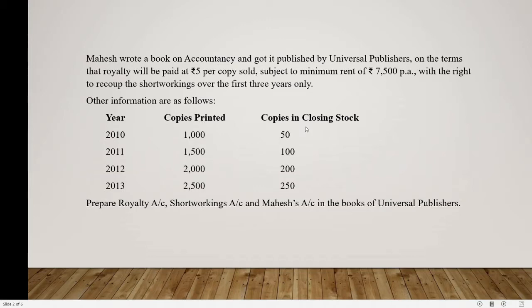Copies printed and copies in closing stock have been given here. 1000 copies printed, 50 closing stock, 1500 copies printed, 100 closing stock. In the year 2012, 2000 copies printed and 200 copies in closing stock. 2013, 2500 copies printed, 250 copies in closing stock. Prepare royalty account, short workings account, Mahesh account in the books of Universal Publishers.